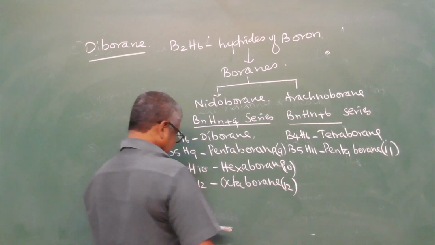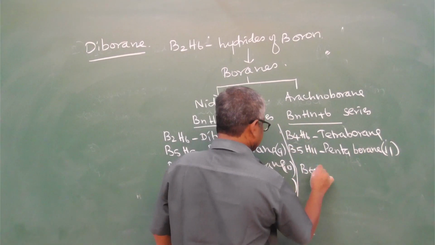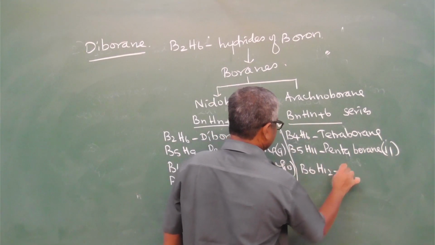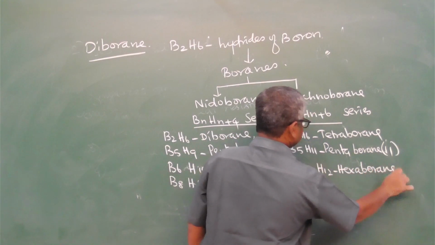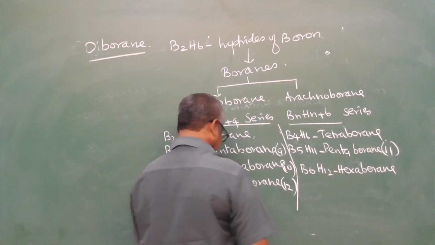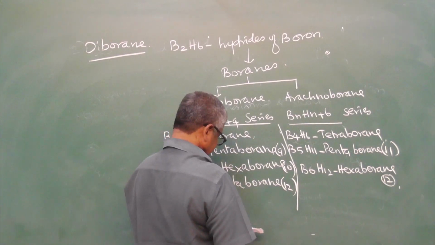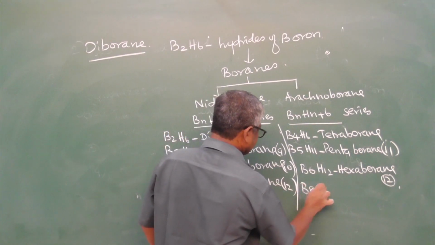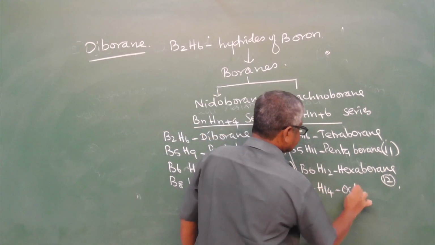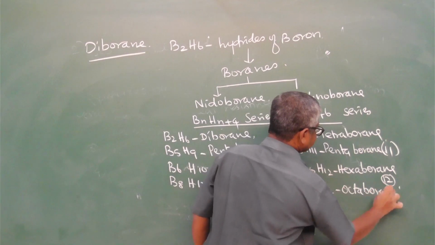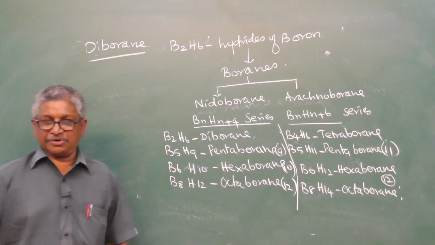And the third type: B6H12, hexaborane. The number of hydrogens is written in the bracket. Next, B8H14 is octaborane.